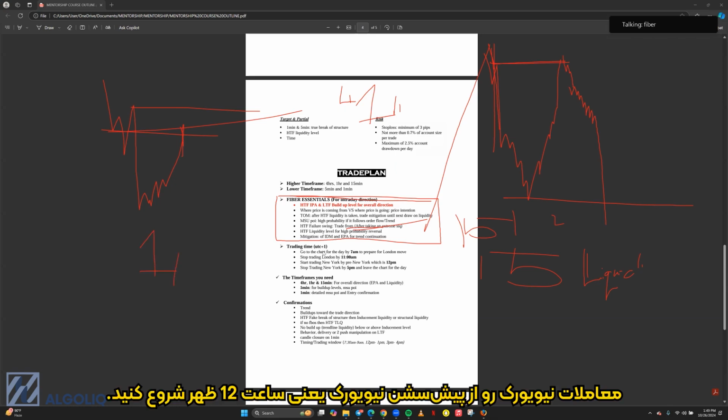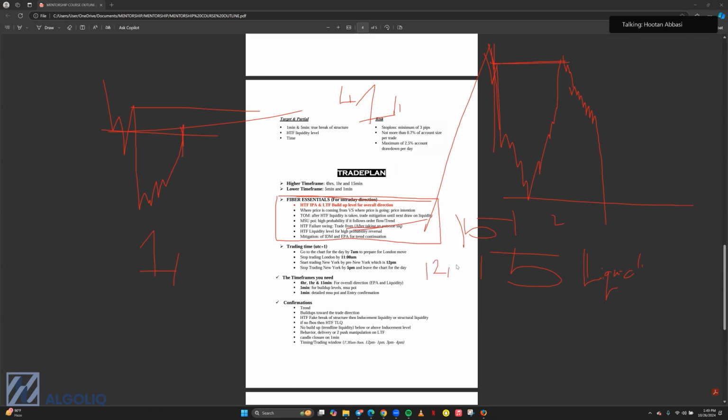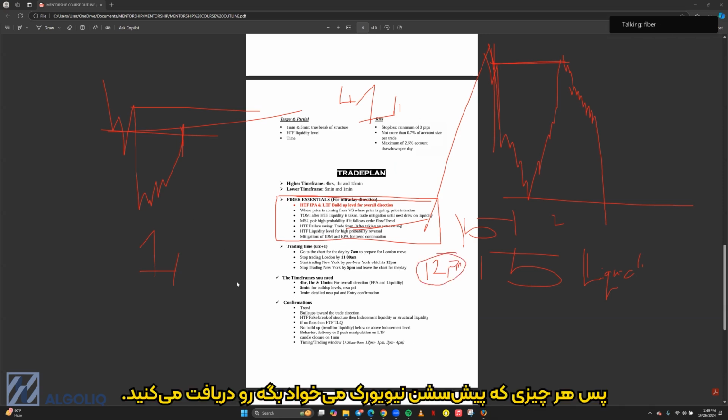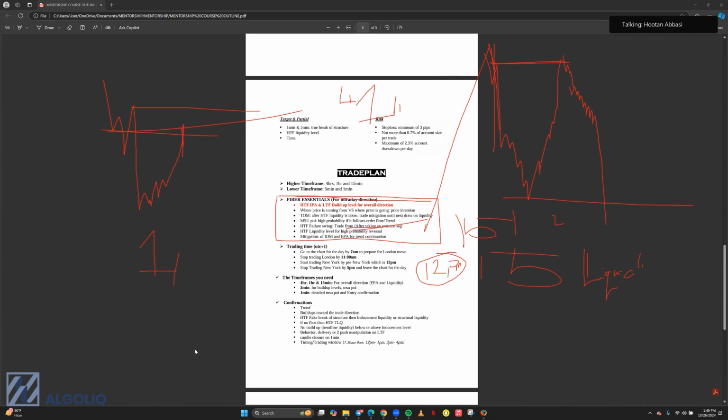All right, start trading New York by pre-New York, which is 12 p.m. By 12 p.m., you will most likely get an entry for New York itself. So you get whatever New York is trying to say by pre-New York. All right. So stop trading New York by 5 p.m. and leave the chart for the day. It's always good to know when to leave the chart and give yourself a break for the day.